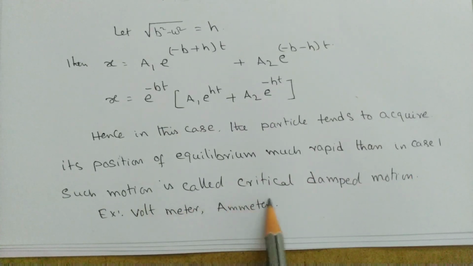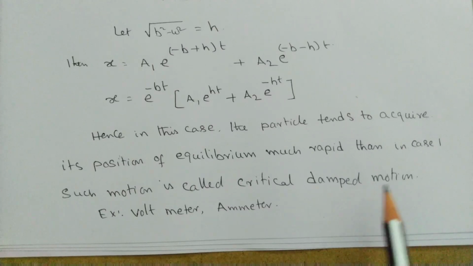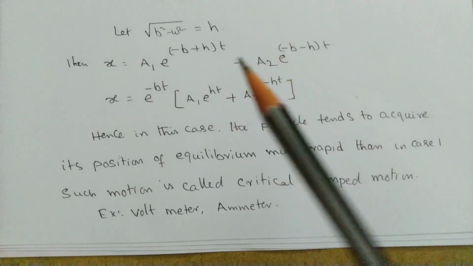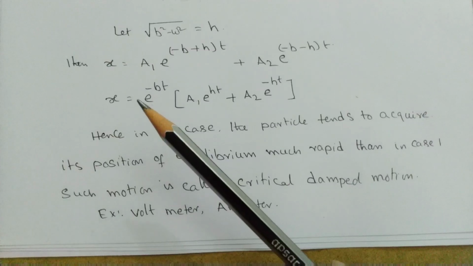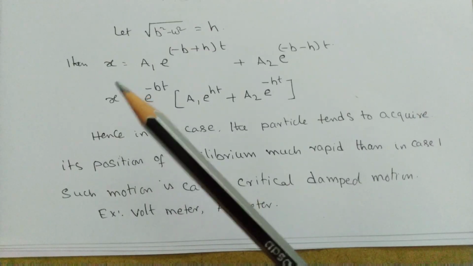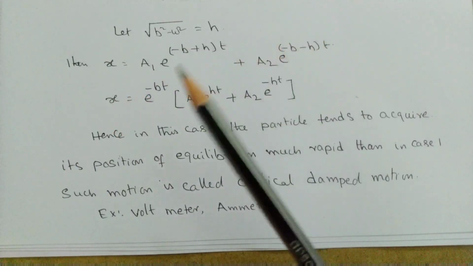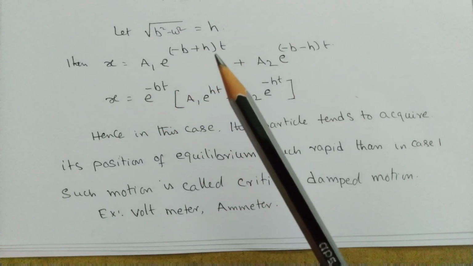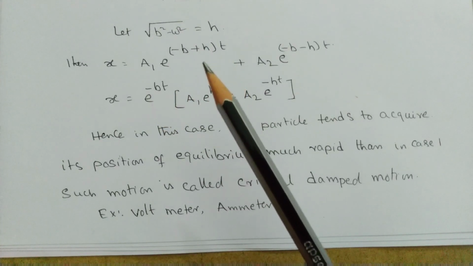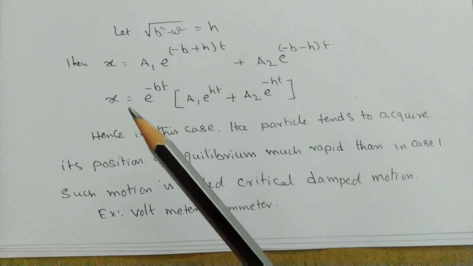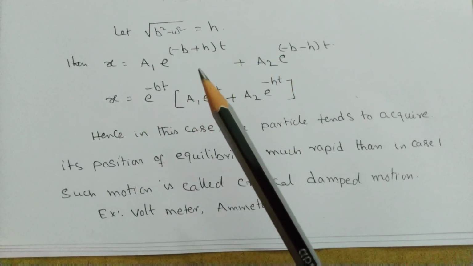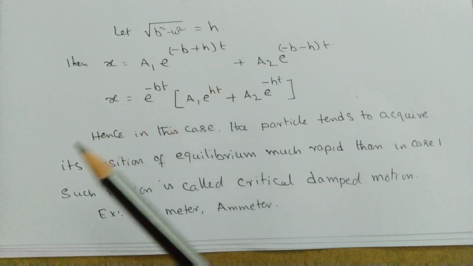Such motion is called critically damped motion. The example is voltmeter and ammeter. Suppose the needle is like this, a voltmeter. Whenever we switch on this meter by applying some voltage, the needle goes like this, and it stops at a position. So after 2 or 3 oscillations, it reaches its equilibrium condition.